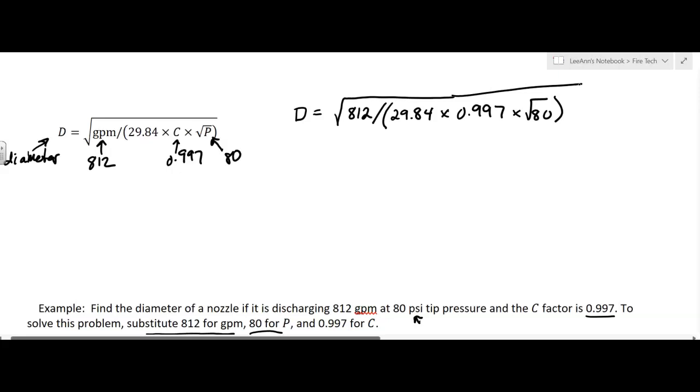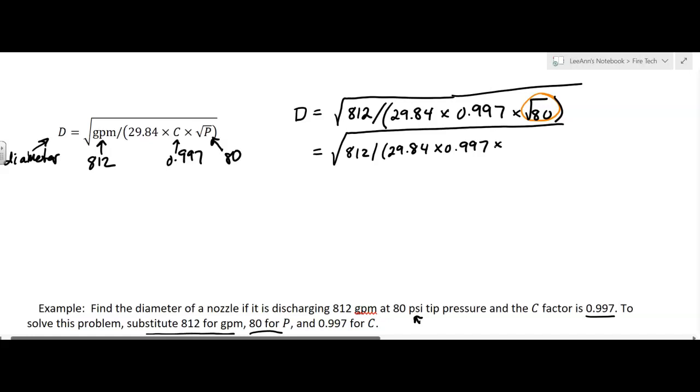Okay, so as we go through this, how is it going to work? That's the part I wanted to show you. The first thing we're going to do is the square root right inside those parentheses. You can think about your PEMDAS, but if I'm inside the parentheses, I've got to follow the order of operations in there, and I'm going to have to do that square root first. So I'm going to have 812 divided by 29.84 times 0.997. And then I don't know what the square root of 80 is. I'm going to have to look that up.